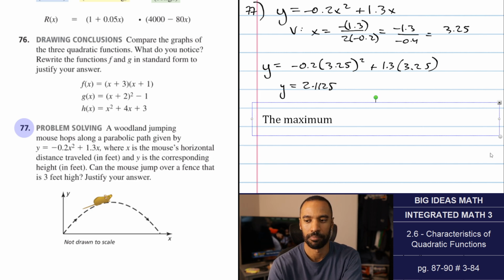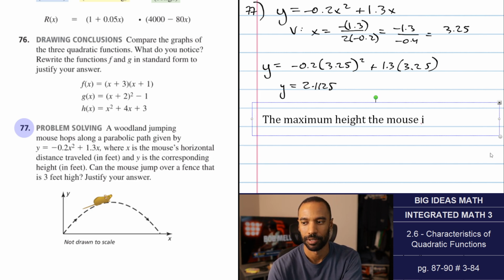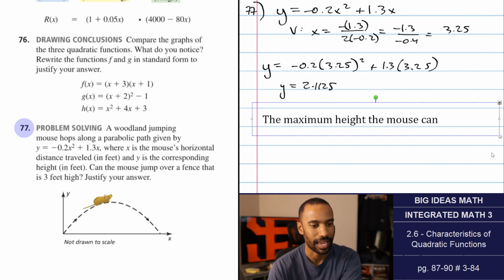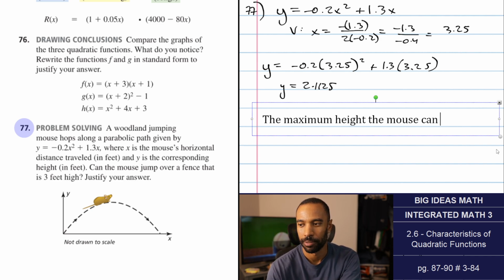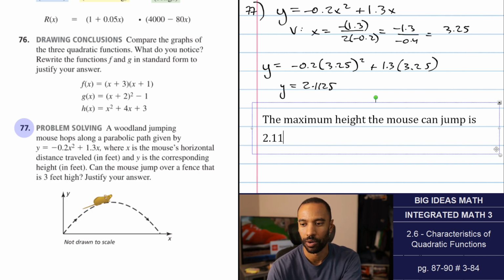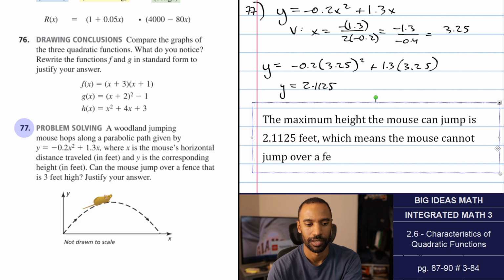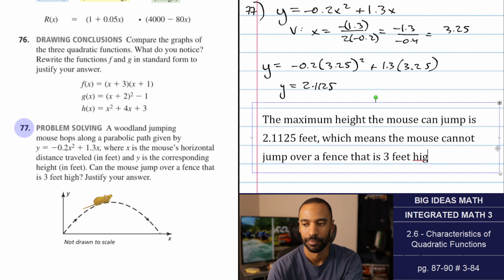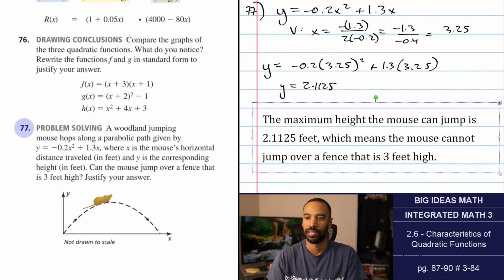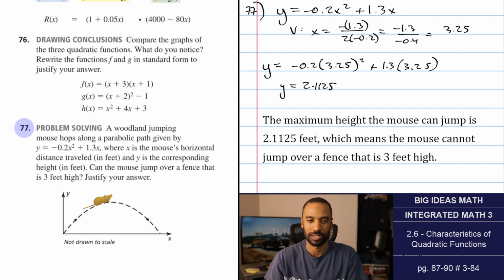The maximum height the mouse can jump, which is high, dude, that's 2+ feet, and yes, it's in feet, is 2.1125 feet. Which means the mouse cannot jump over a fence that is 3 feet high. Maybe it can climb. It can skirmish. It can use its might and adrenaline and will, but not based on the model.